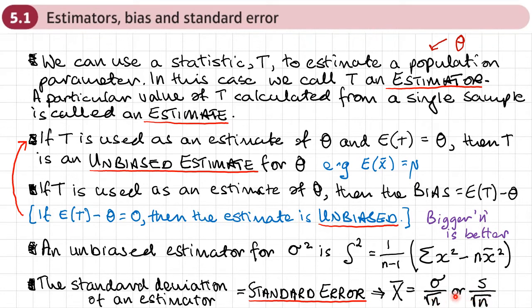And here we can see that n is bigger. So as our sample size increases, we're going to get a better estimate for the population mean from our sample mean. As we can see, as n increases, our standard error is going to decrease.